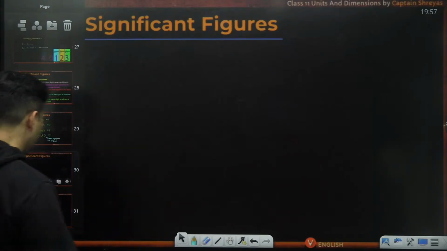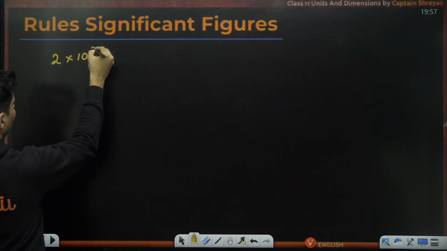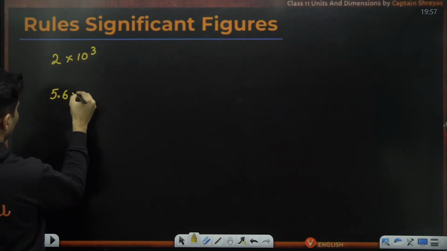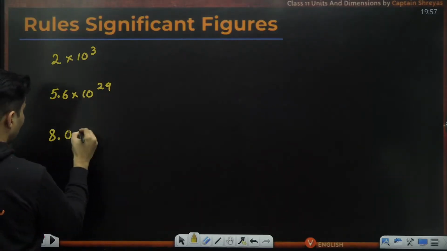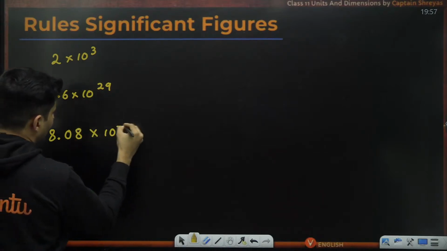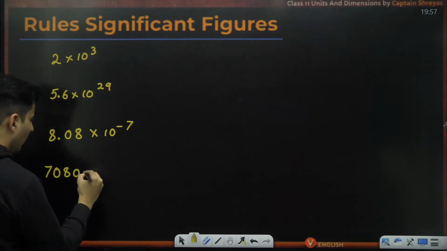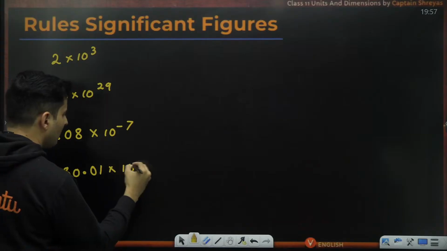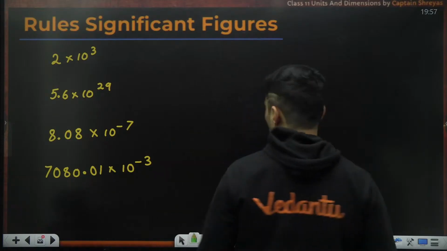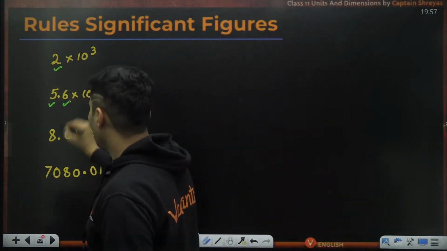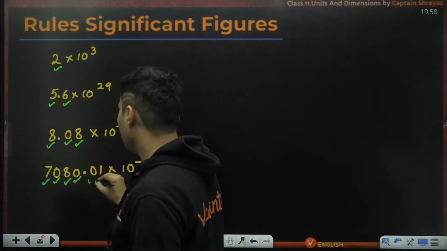Now, what happens, sir, if there is a power of 10? Let's say, for example, 2 into 10 to the power 3, 5.6 into 10 to the power 29, 8.08 into 10 to the power minus 7, 7080.01 into 10 to the power minus 3. Okay, all these are numbers. What to do in such cases? First of all, whatever is not 0, mark them. The zeros between them also have to be counted by the previous rule.